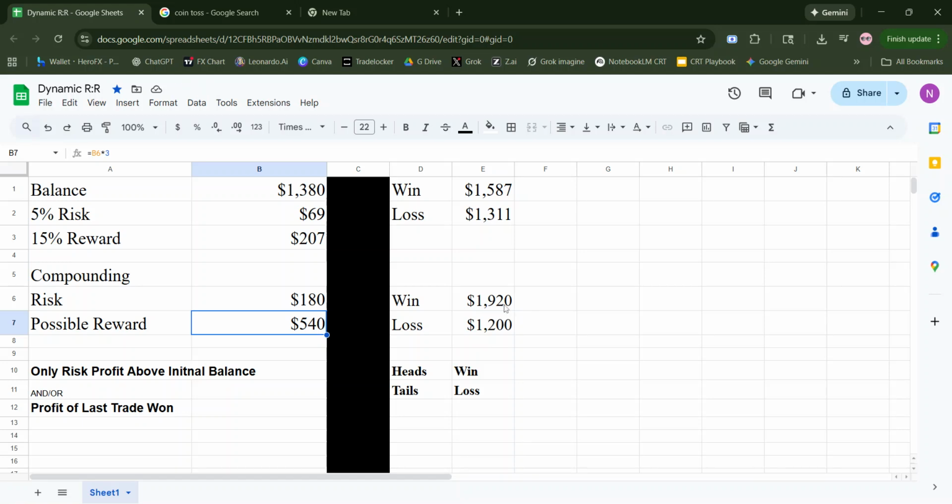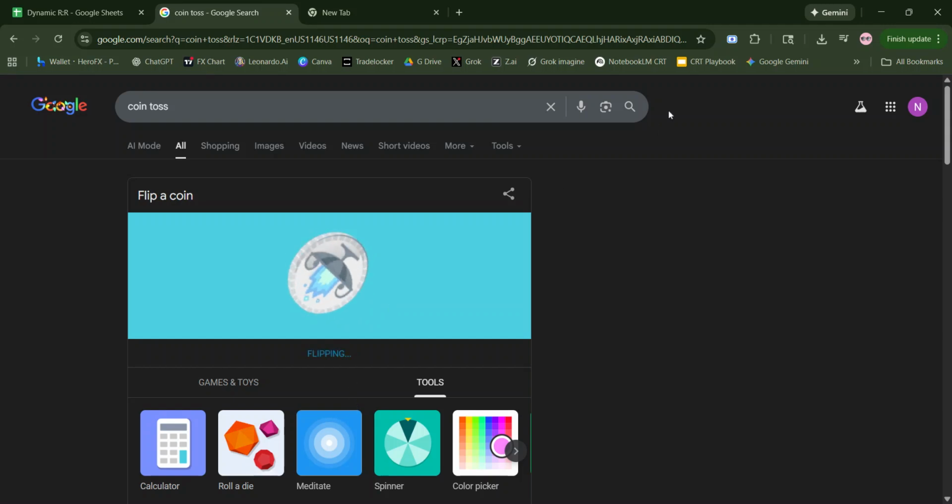If I win, I'm back to 920. If I lose, I'm back down to 1,200. But guess what? I'm still up. That's the point. I'm still in profit. So let's take another trade and see what happens.